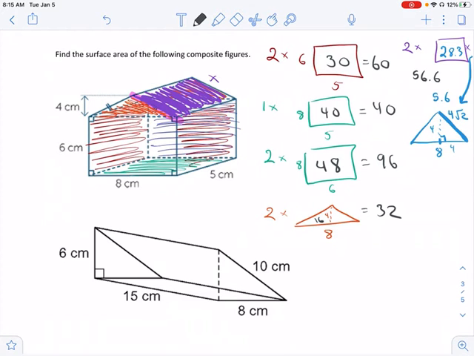Yeah, so now I have all of the areas, and I'm just going to go through and add them all up. Plus 96, plus 32, plus 56.6. So my total surface area here is 254.6 centimeters squared.